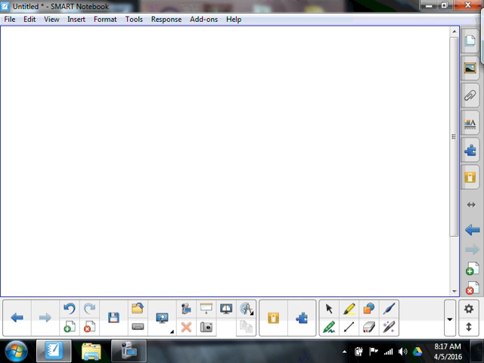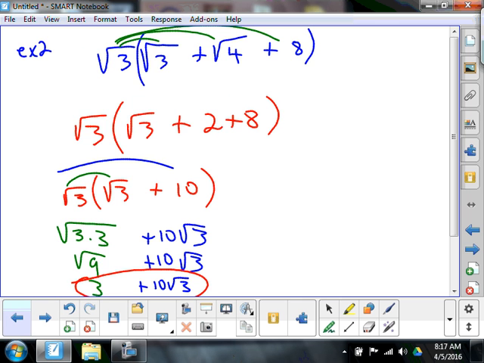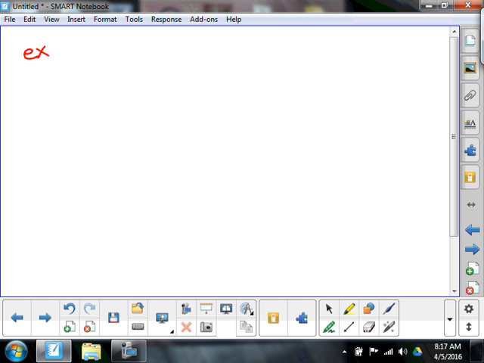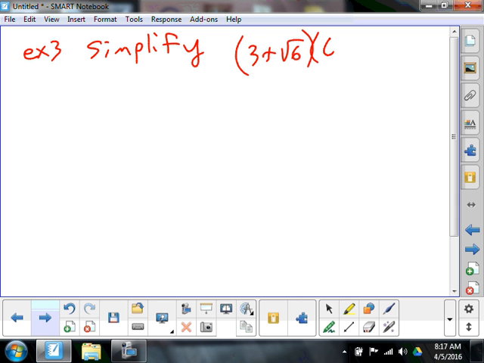Okay. What example are we on? 3, 4, 5. Example 3. Simplify. Oh no. 3 plus the square root of 6 times the group of 6 plus the square root of 3.